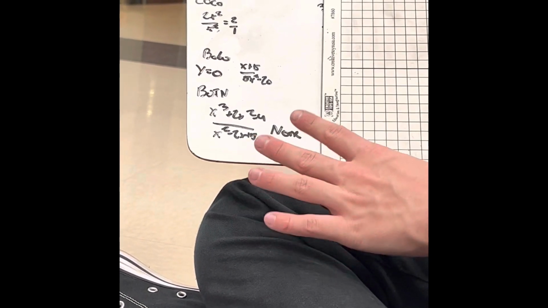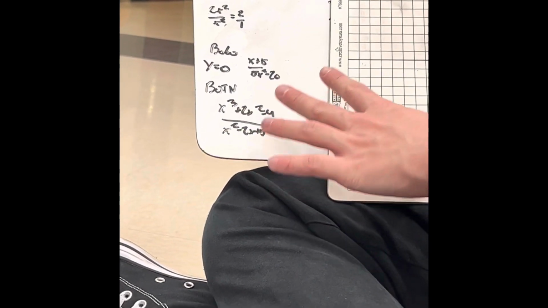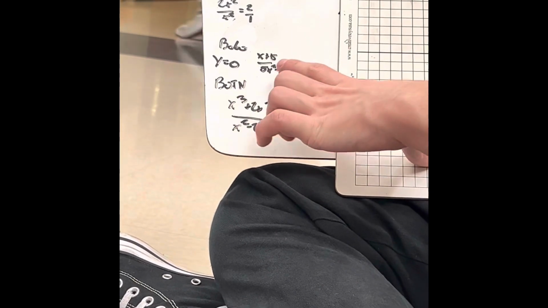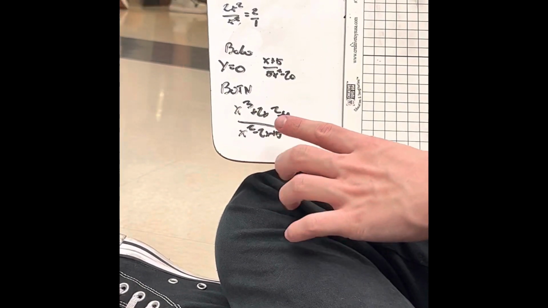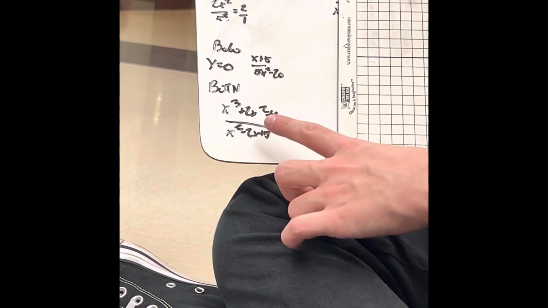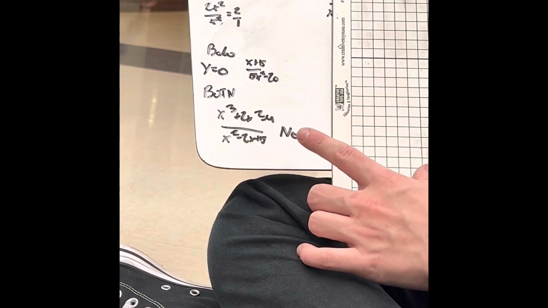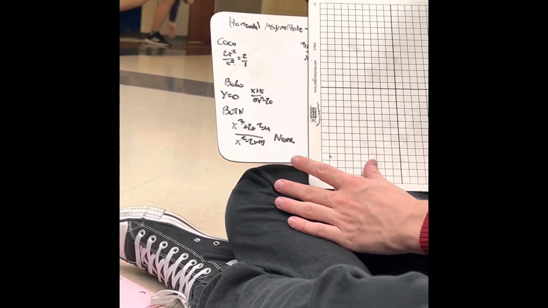The second is where the degree is bigger on the bottom. Then y is always going to be equal to 0. See, the degree on the bottom is bigger than the top, therefore it's 0. And then if it's bigger on the top, then it's always none. It's not even y equals 0, it's just none.